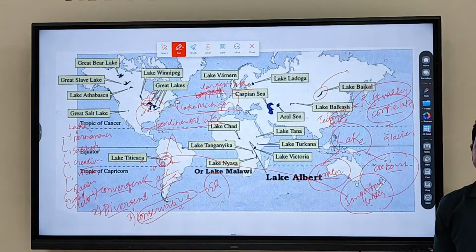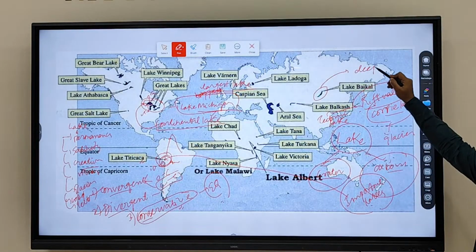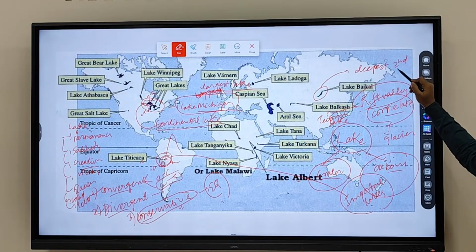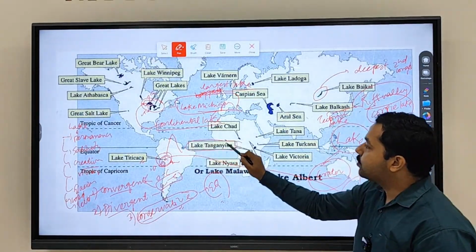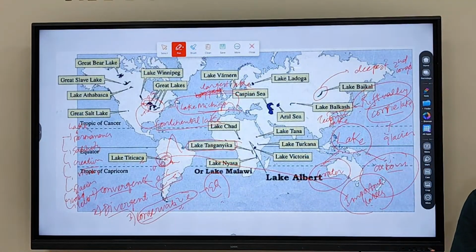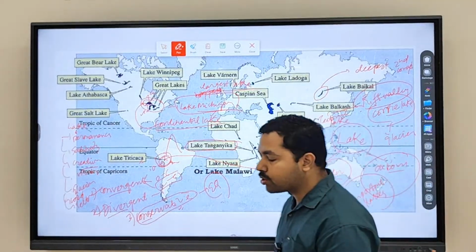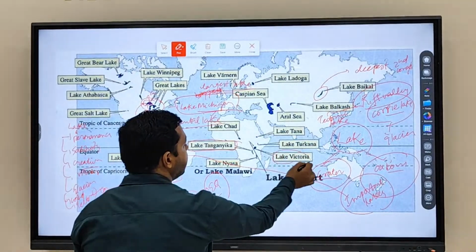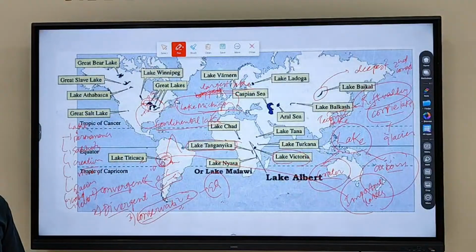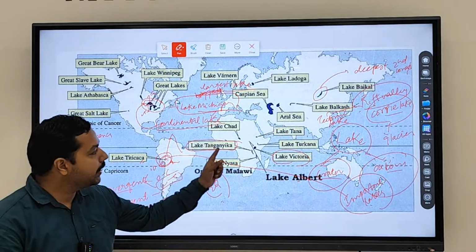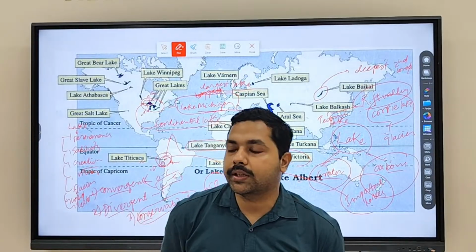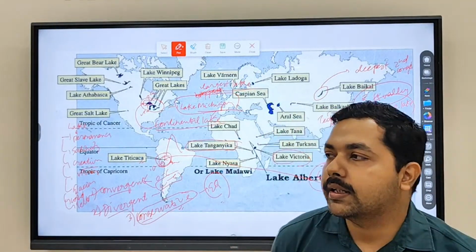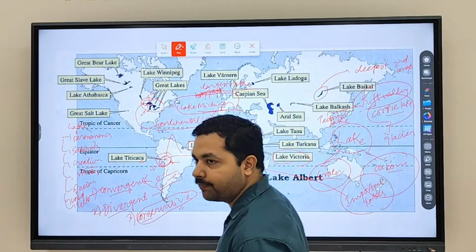Lake Baikal is known for the deepest lake and also the second longest lake. Which is the longest lake we discussed? Lake Tanganyika. Okay, so Lake Tanganyika is the longest lake. Which lake is the source of the Nile River? Victoria. Yes, Victoria is the source of the Nile River. So that was also discussed in the last class. Then we also covered Tanganyika. How many countries is Tanganyika sharing a border with?